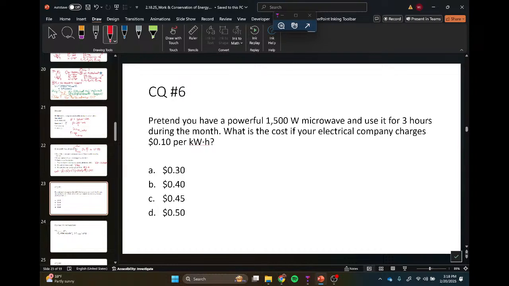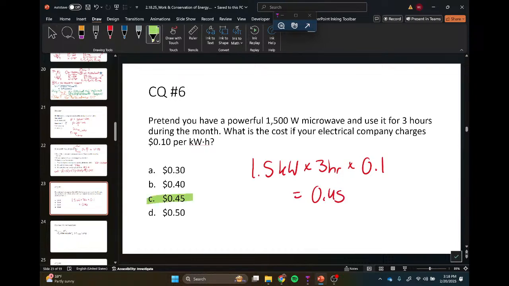Okay, so this one, you can go through on your own if you want, but here, I'll just do it. It's 1.5 kilowatts times 3 hours. I'm not going to spend much longer on this because I've already spent enough. It comes out to 45 cents. So if you run a microwave that's 1,500 watts, which is pretty strong. My microwave at home is pretty dinky, and it's 700 watts. Bigger ones might be like 1,200 watts.